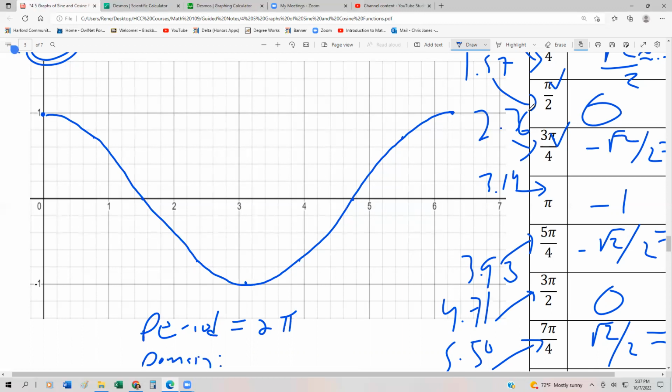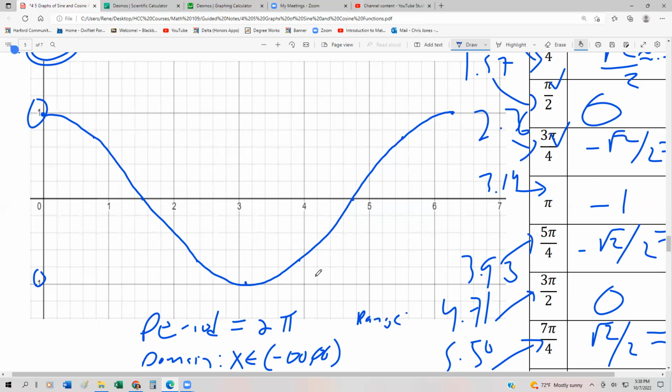That's just because we can keep getting reference angles forever, and we could keep having the exact same pattern, very similar to our sine function. Now notice the range: the lowest number is negative 1, the highest number is positive 1.